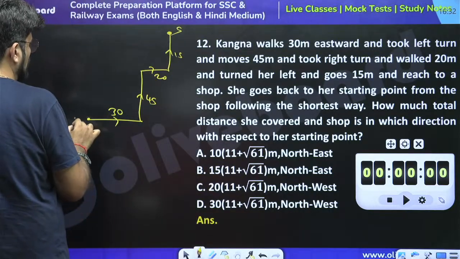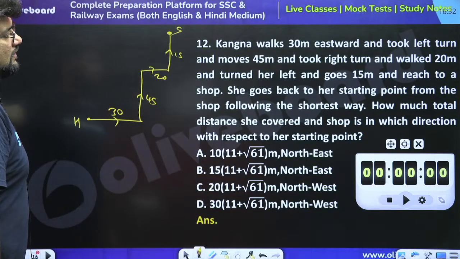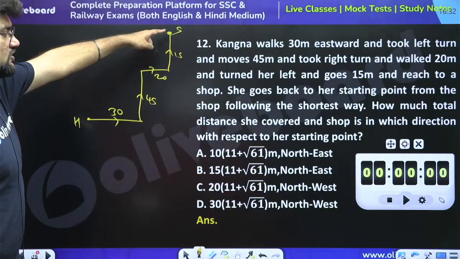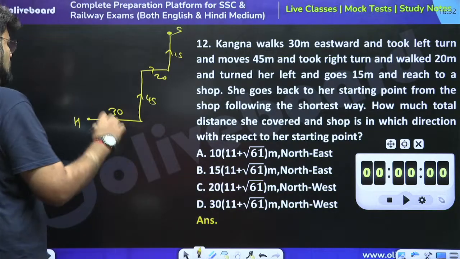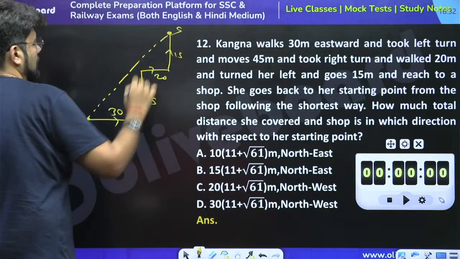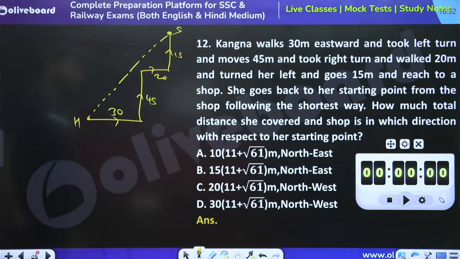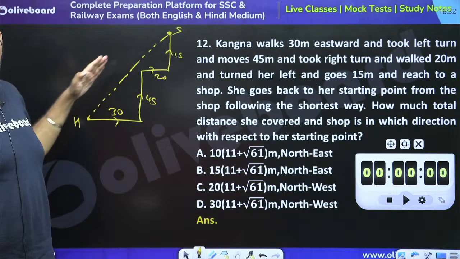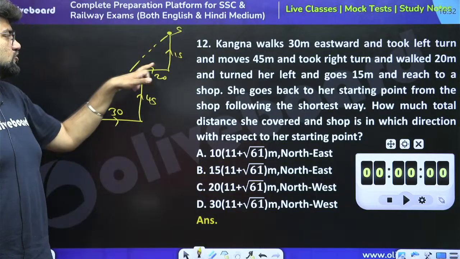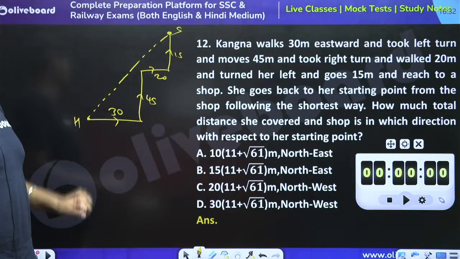Okay, this is maybe her home and this is her shop. She goes back to her starting point from the shortest way. So she goes back to the starting point from here. The question is how much total distance she covered. A lot of students end up only marking this as the answer. That's not true. You have to find out the total distance. That means starting from here, she went to the shop and then she came back. The total distance you need to find out.